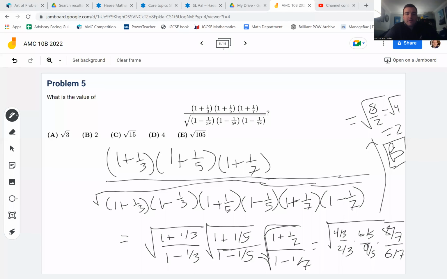Hey guys, welcome back. AMC 10B 2022. This is problem number 5. This one's a little bit harder than the previous ones, a little more reasoning going on here.